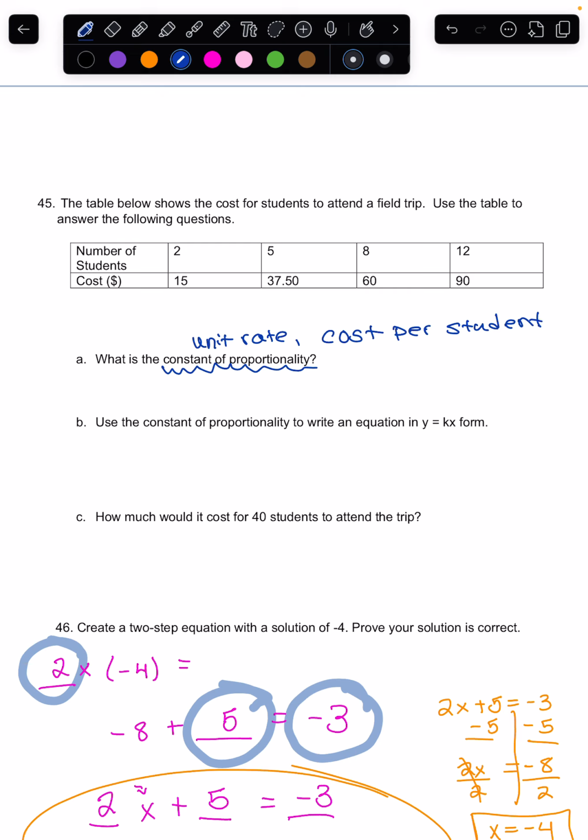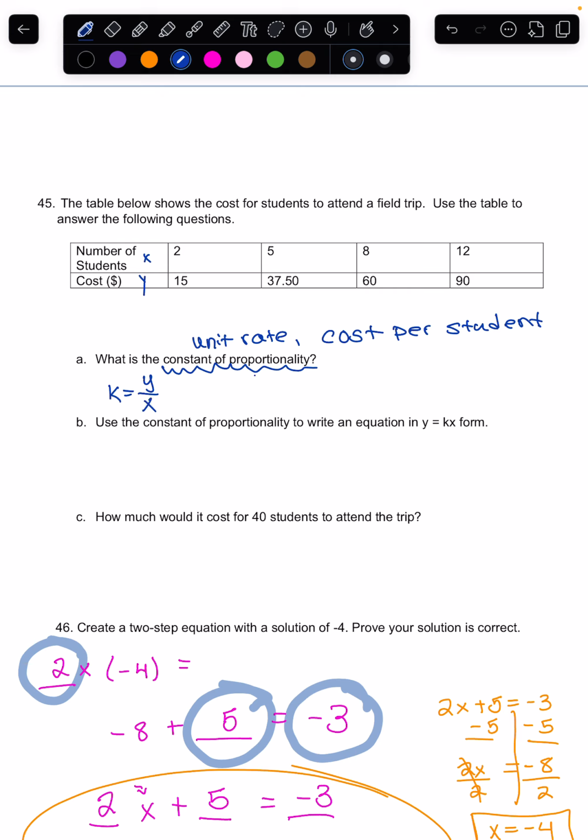We care about the amount that we would be charged per student. We don't care how much of a student gets to go for $1 because the answer is none. No student is going to be able to go on a field trip for $1, right? So when you're given a table like this, you can write X and Y if it makes you feel better, right? Because your K value is always equal to Y divided by X when you're given a proportional relationship.